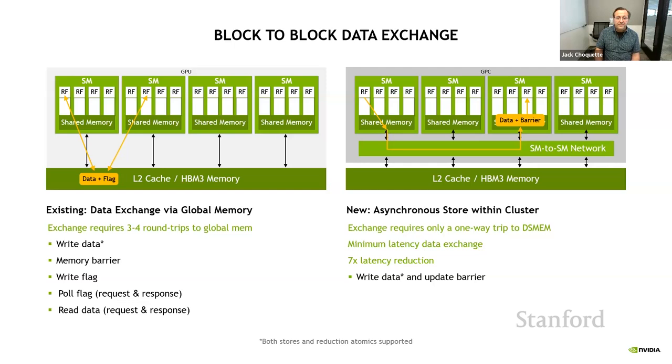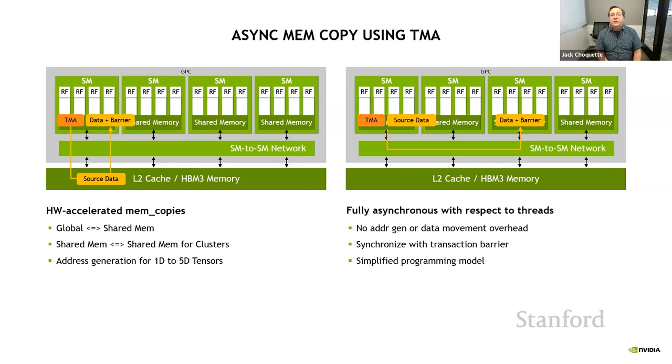Hopper also accelerates memory copies using a new TMA unit. The TMA unit is able to asynchronously copy, do memory copies between global and shared memory, as well as between shared memory and shared memory between blocks in a cluster. Using the new memory transaction, it can do copies with minimal latency.